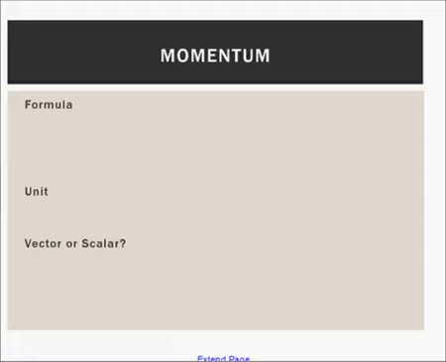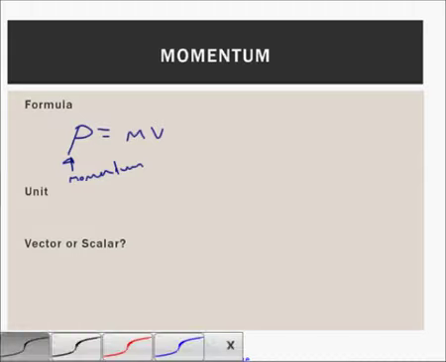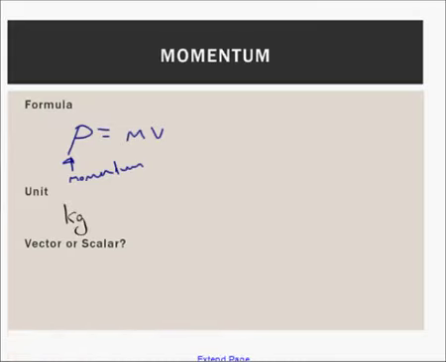So what's the formula for momentum? It's p equals mv. It's straightforward. So that one is momentum. What's the unit? Looking at the formula there, it's just going to be kg multiplied by velocity, so kg m s^-1. That's your unit.